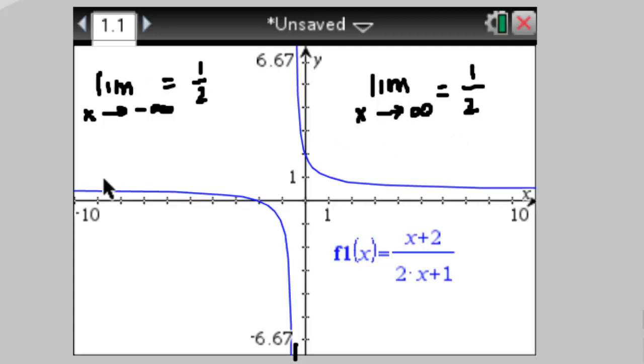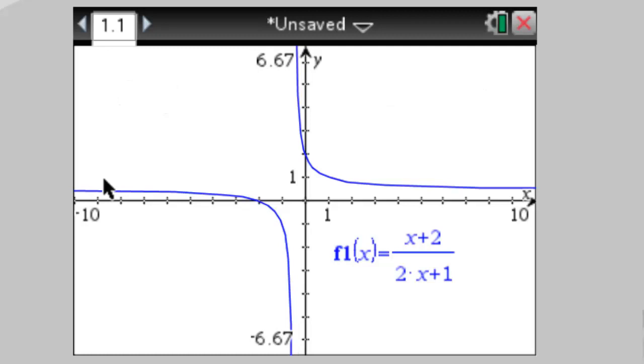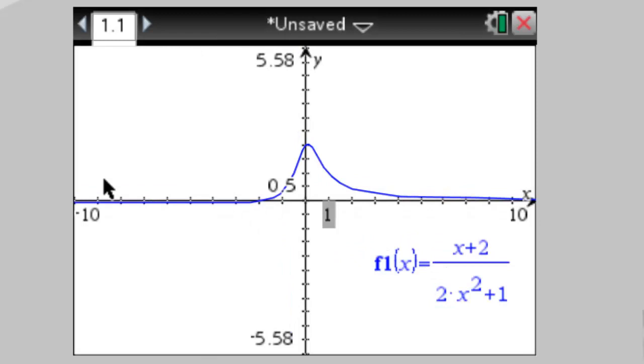Okay, let's do another one. So the next graph here I have, oh, here we go. So here we have the graph. And again, the graph you can see is close to 0. It goes up, and then it comes back down and gets close to 0. All right? And again, we can look at this. The degree of the numerator here is 1. The degree of the denominator here is 2. The numerator is less than the denominator, so the end behavior, or horizontal asymptote, is at y equals 0.